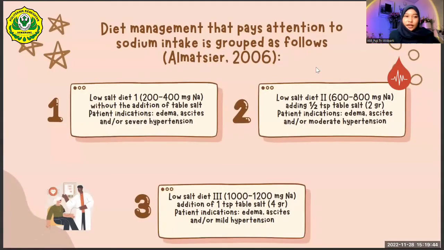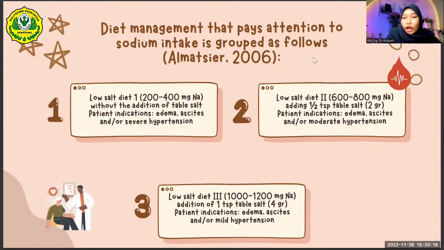And there is diet management for sodium intake, as follows. There are 3 diets. The first is low salt diet 1, which is 200 until 400 mg natrium without the addition of table salt, with patient indications of edema, ascites, and or severe hypertension.